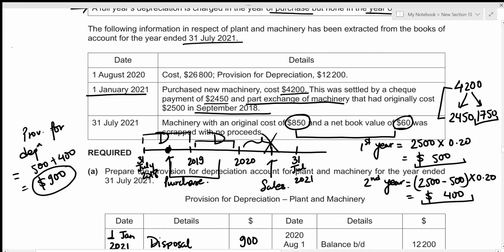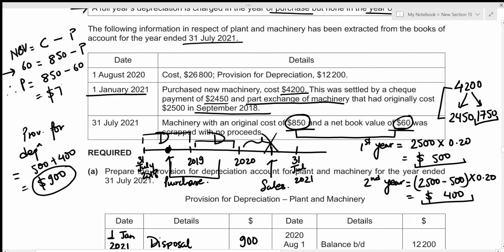Alright, so we know that the net book value is just the difference between cost and the provision for depreciation, and we are given the cost of 850 and the net book value of 60. So it is quite easy to figure out our provision, right? So let's just substitute the values. Net book value was 60. Cost was 850. We need to figure out the provision. So this is just going to be provision equals 850 minus 60, which gives the required provision to be 790.